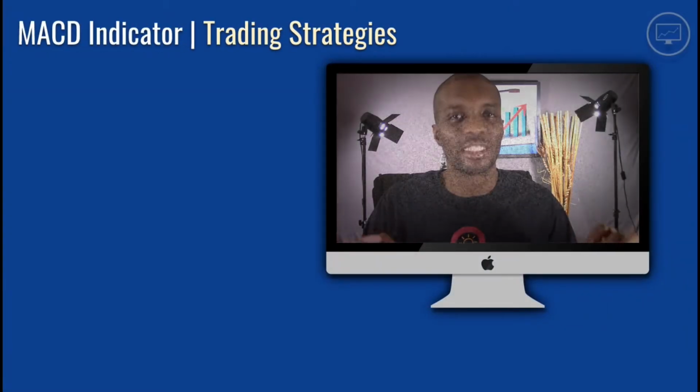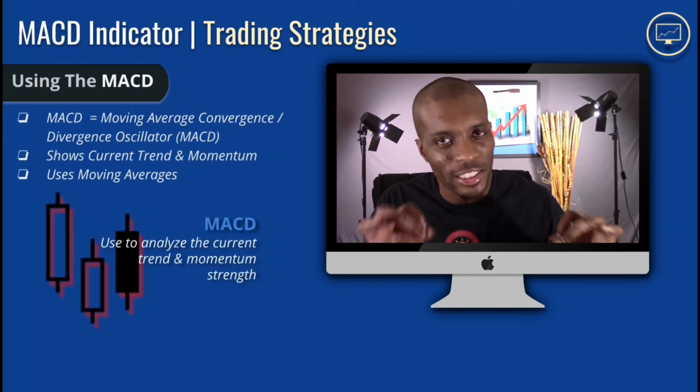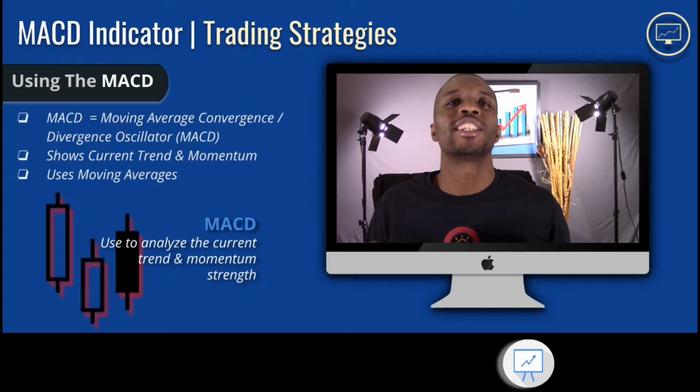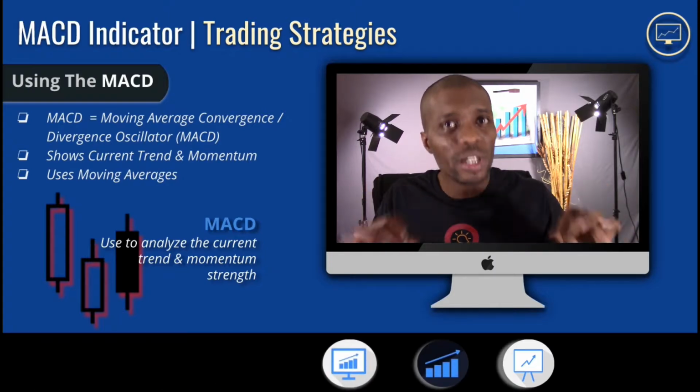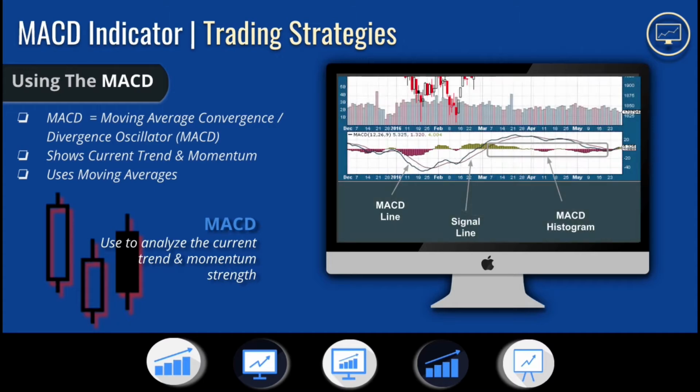So now let's take a look at using the MACD, also known as the Moving Average Convergence Divergence oscillator, for technical trading. The MACD shows both the trend and the momentum of an asset using moving averages. It consists of the MACD line, the signal line, and the histogram.